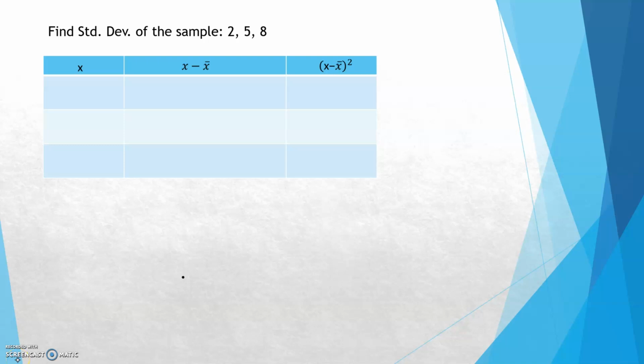Okay, so now we're going to find the standard deviation from a sample. And remember, we had two options to choose from, and I'm going to use this one first. So we need to find our x values, which are right here. That's the 2, the 5, and the 8.